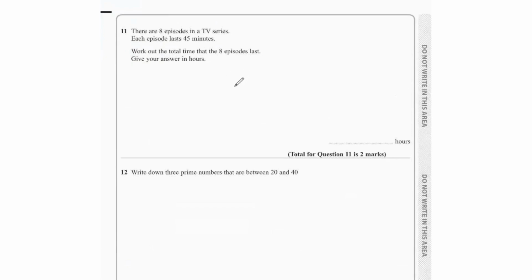So if each episode is 45 minutes and there are 8 episodes, 1 hour equals 60 minutes. That means 1 minute equals 1 over 60 hours. So 45 minutes is going to be 45 over 60. And the number of episodes is 8, so we times that by 8. So that will give us 6 hours in total.